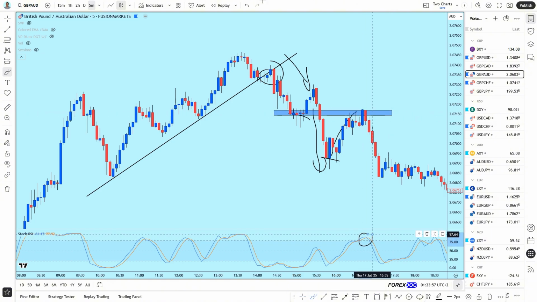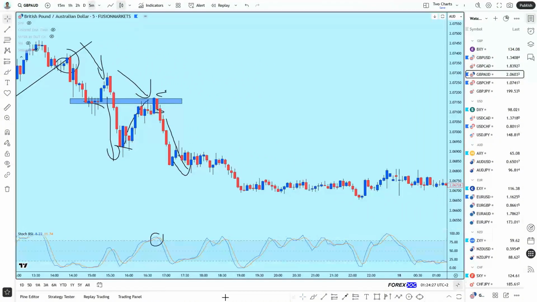Also we have stochastic RSI sell indication, price formed new lower high, and this was great opportunity to enter a sell trade, put stop loss above this zone, and aim for very good risk reward ratio. As we can see here, price continued to go down.